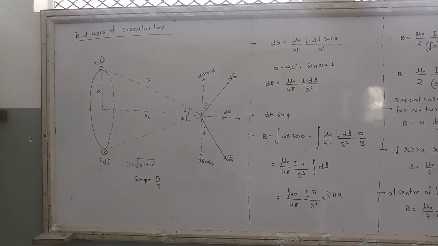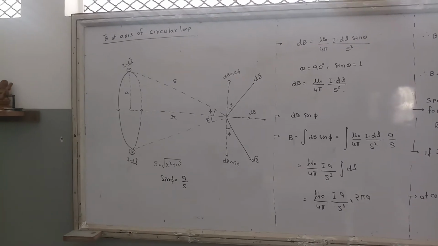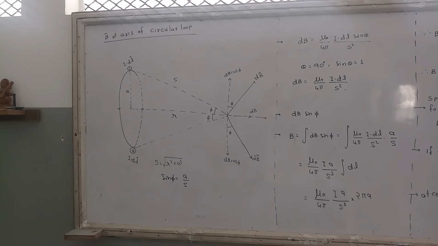Today we are going to learn an application of Biot-Savart's law, which is to find the magnetic field at the axis point of a current carrying loop. Okay, we start our derivation with this diagram.